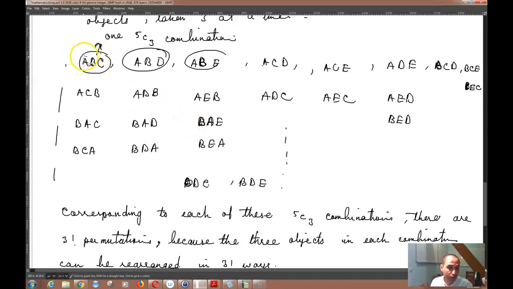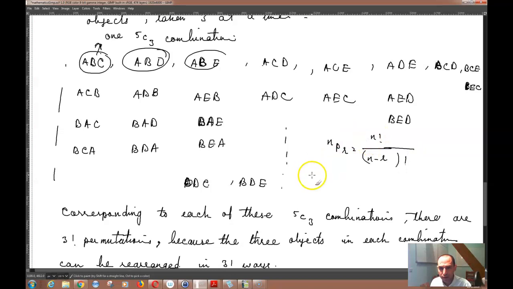And we already know enough about permutation. We know that the permutations of R different objects taken R at a time would be R factorial, because we know that n permutation R is equal to n factorial divided by n minus R factorial.